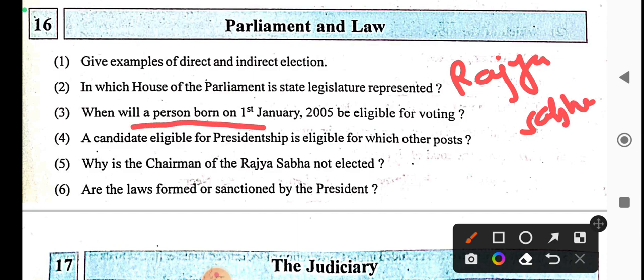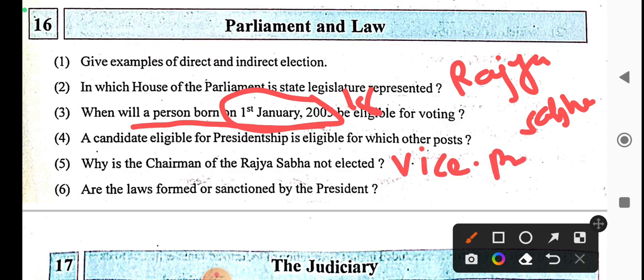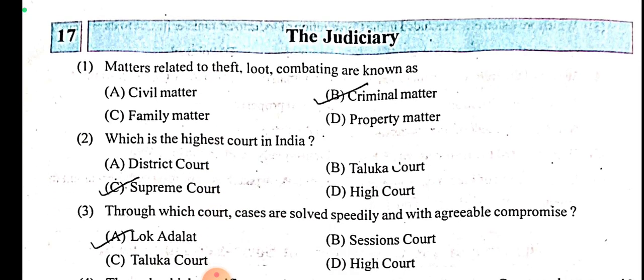Which person born on 1st January is eligible for voting? So, you have to see, if 18 years are completed then they can vote. When this video is being made, 18 years are completed, so they can vote. Is a candidate eligible for presidency ineligible for other posts? No. Why is the chairman of Rajya Sabha not elected? Because the vice president is always the chairman, that is why the vice president. Are laws formed with the sanction of the president? Yes. Signature has to be done. Chapter 17, the judiciary.